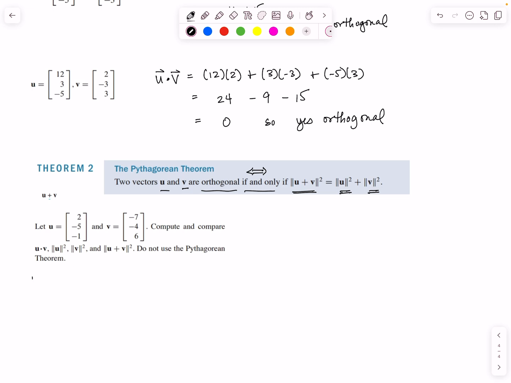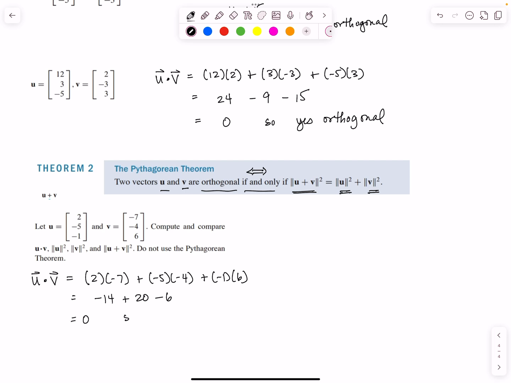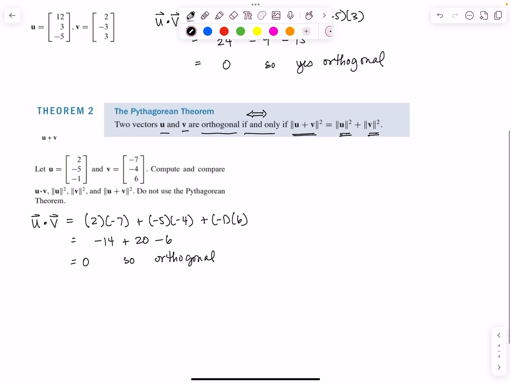So first let's figure out what their dot product is. Just multiply corresponding entries and add the results up. Times minus 4 plus minus 1 times 6. I get minus 14 plus 20 minus 6, which is 0. So orthogonal. Their dot product gives me 0. Now let's check the other stuff.